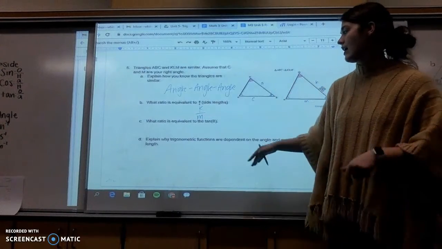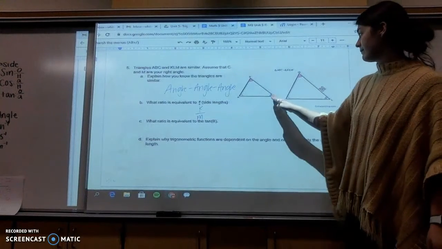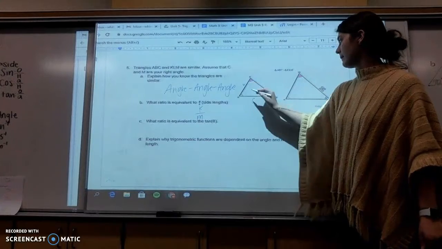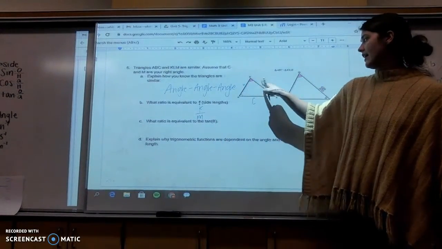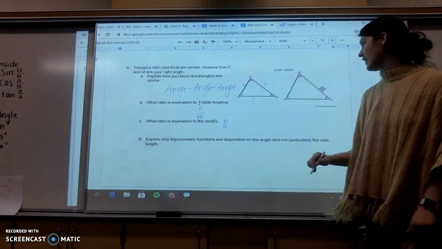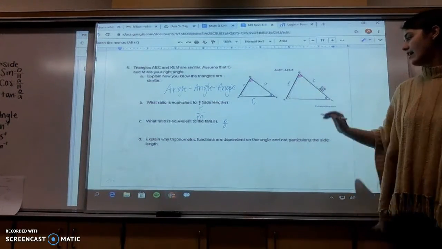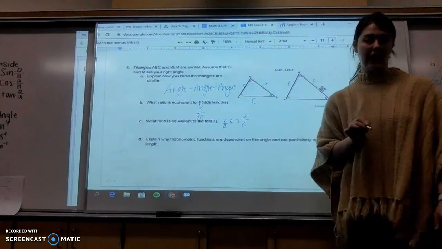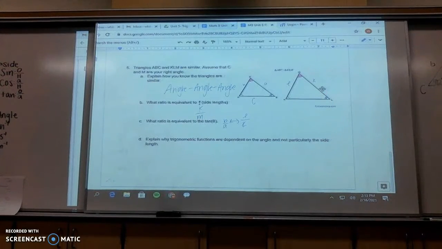That's simple, right? Okay, what is the ratio equivalent to tangent of B? In relationship to B, this is my hypotenuse, C. I get B and A. My tan B is always going to be opposite over adjacent. So in this case, tan B is little b over little a. And in relationship here, I need to know the same thing. That's little l and little k. So those two things that are the same are l over k. That's simple, right? And explain why trigonometric functions are dependent on the angle and not particularly the side lengths.